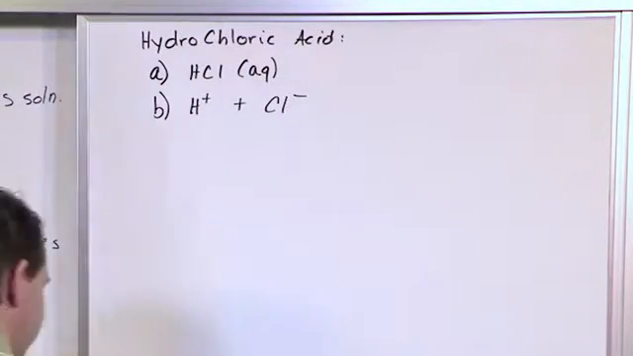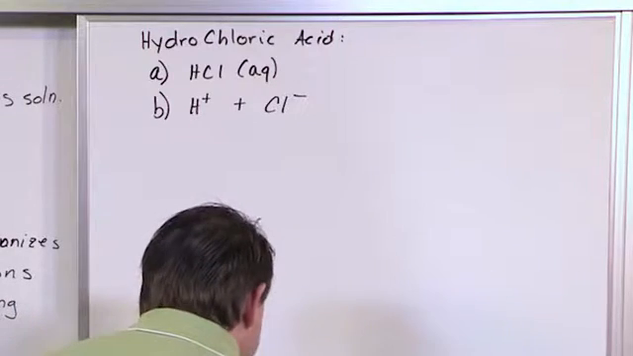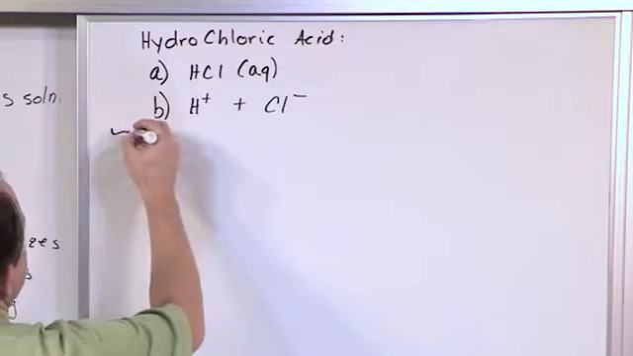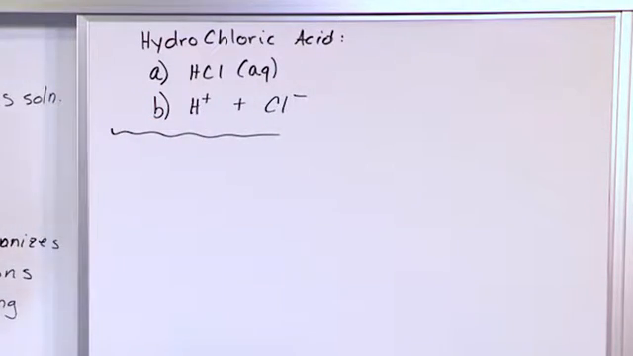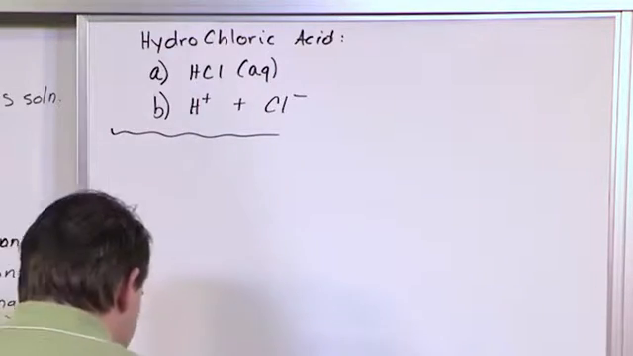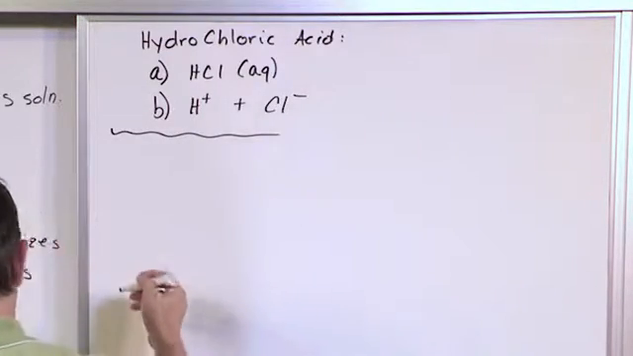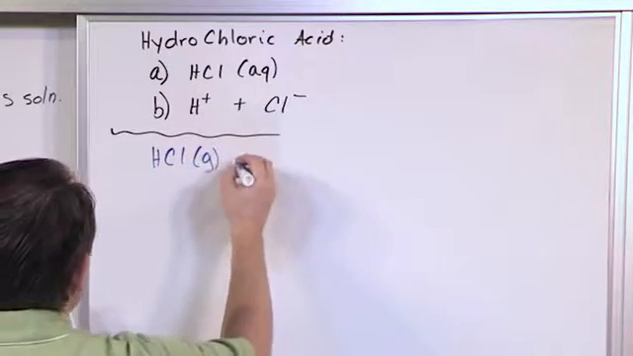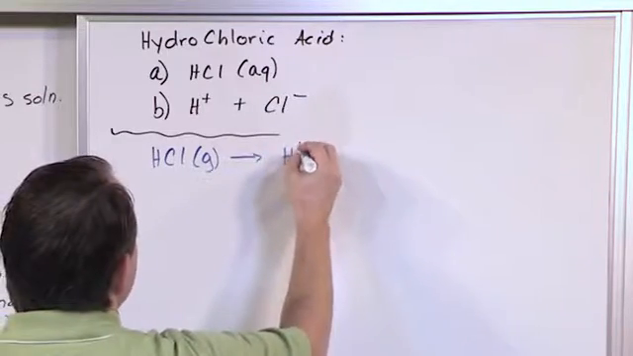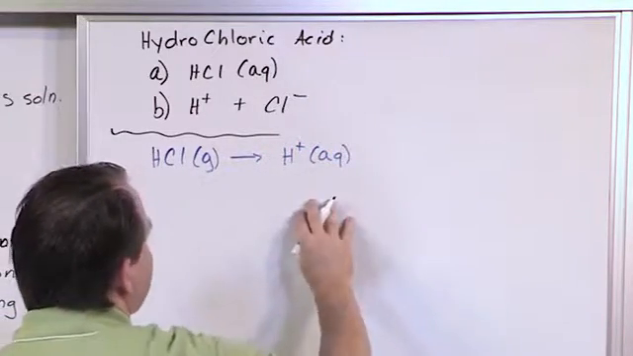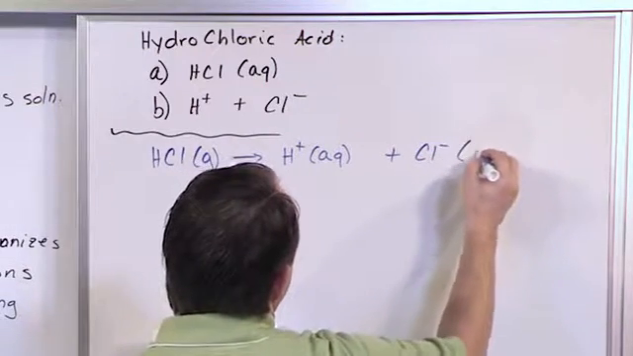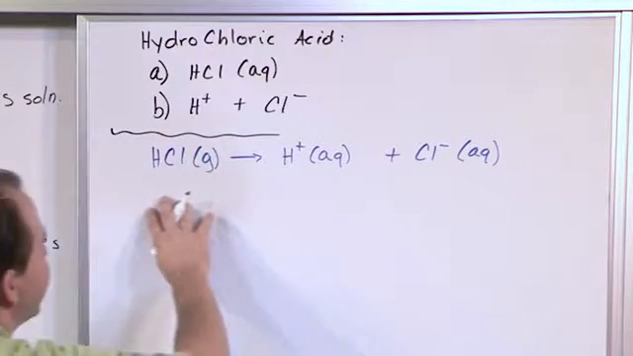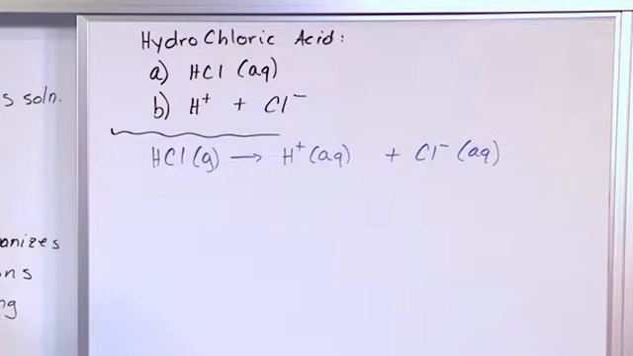All right. So we talked in the last section about concentration of ions in solution. If we're talking about hydrochloric acid here, what we have is hydrogen chloride gas. When we put it in water, we get hydrogen ions plus chlorine ions. So this really follows exactly the same rules as what we talked about in the last section.